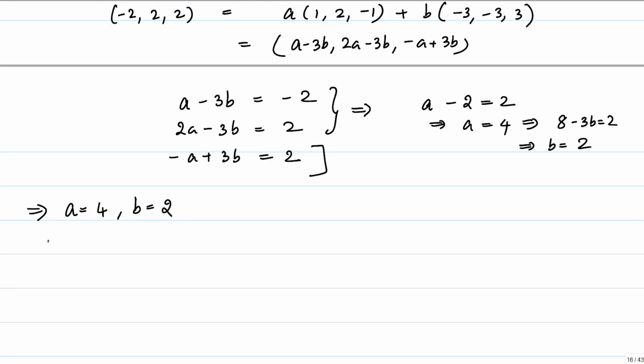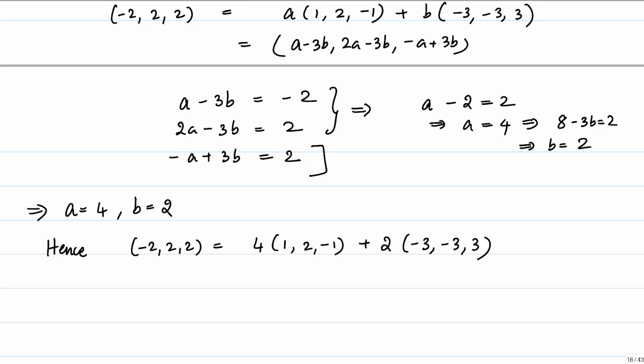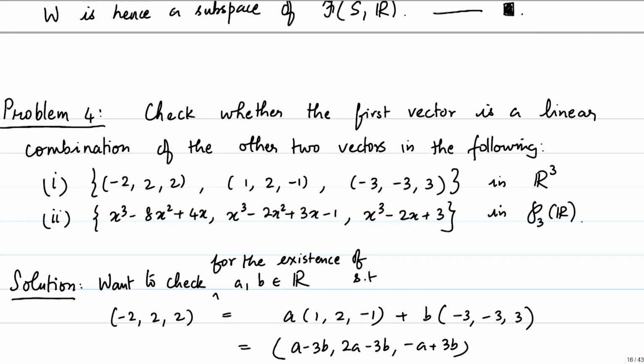So hence, it is easy to check that minus 2, 2 is equal to 4 times 1, 2, minus 1 plus 2 times minus 3, minus 3, 3. So yes, therefore we can write the first vector as a linear combination of the other two in R3. Okay, how about the next one?